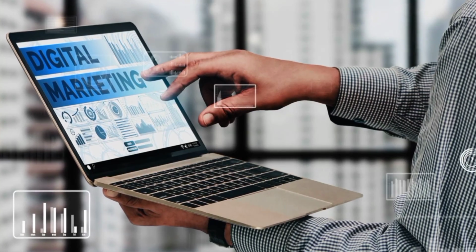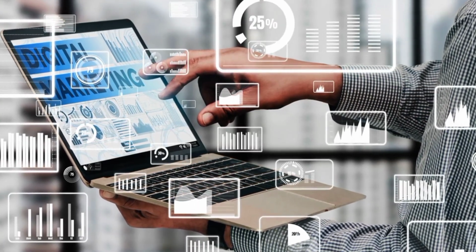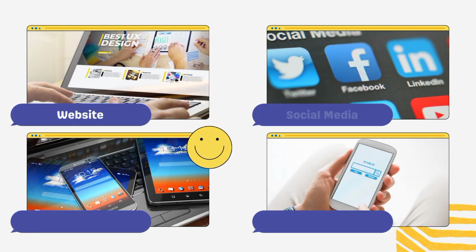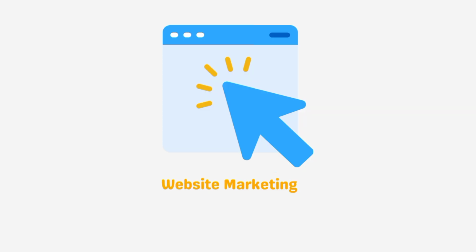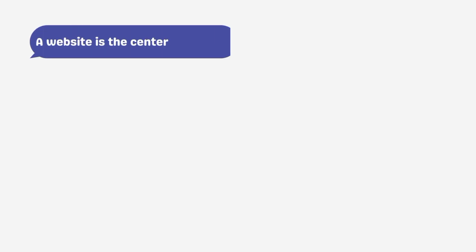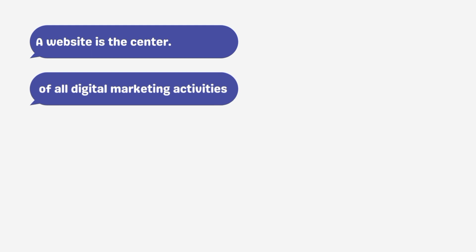In the world of digital marketing, it is all about doing marketing using digital channels like websites, social media, mobile devices, search engines, and many more. In this video, we will bring you to website marketing, one of digital marketing's types using a website as a channel for doing marketing. A website is the center of all digital marketing activities.